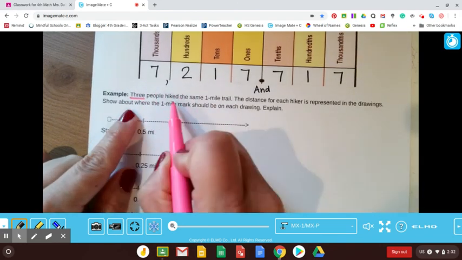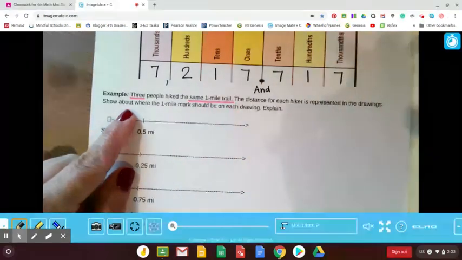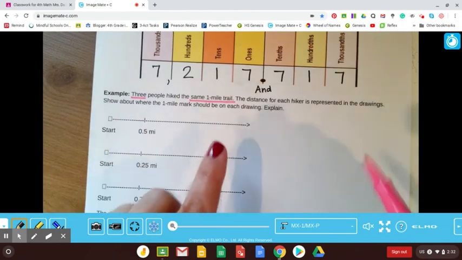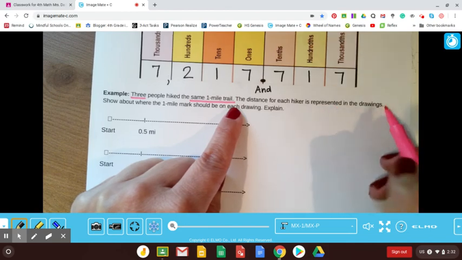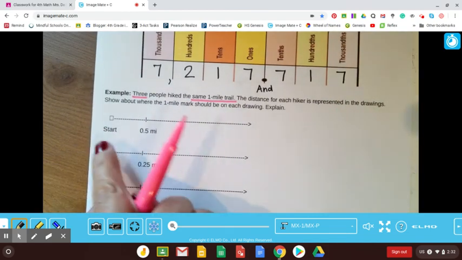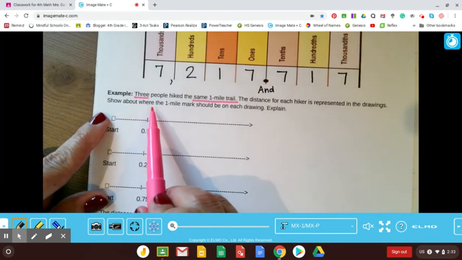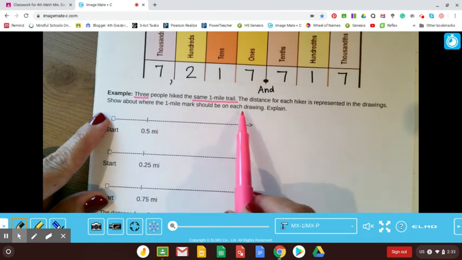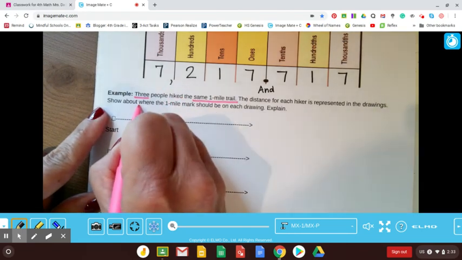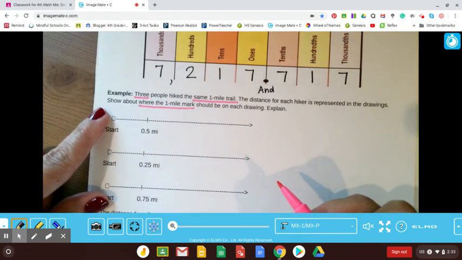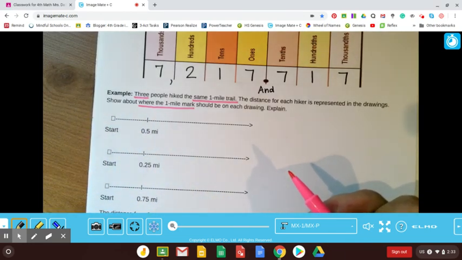3 people hiked the same 1-mile trail. All right, they're hiking in the woods, I guess. They're on a trail. There's 3 of them. I'm sure they're having a great time. The distance for each hiker is represented in the drawings. All right, I'm looking down here. I see some different distances. Okay. Show about where the 1-mile mark should be on each drawing. So they want to know where the 1-mile mark should be on each drawing.